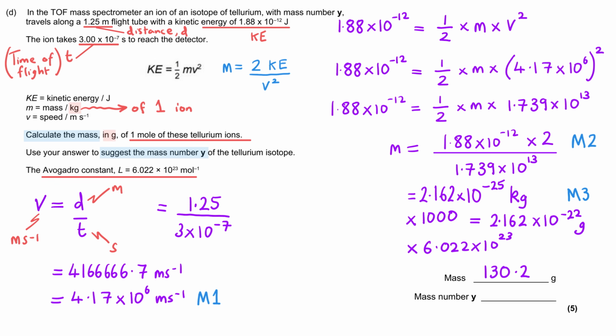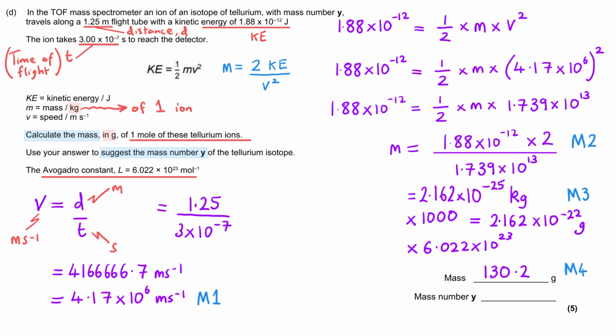Again, because of possible variations in rounding earlier in the question, the answer is likely to accept somewhere in the range of 130 to 131. And this will be the fourth marking point for this question. The final marking point asks us to suggest the mass number of Y. And it's important to note the command word used here, suggest. That means no further calculations really are likely to be necessary.